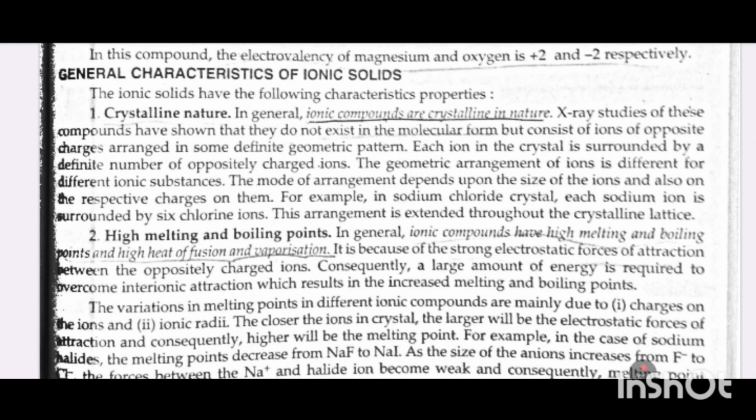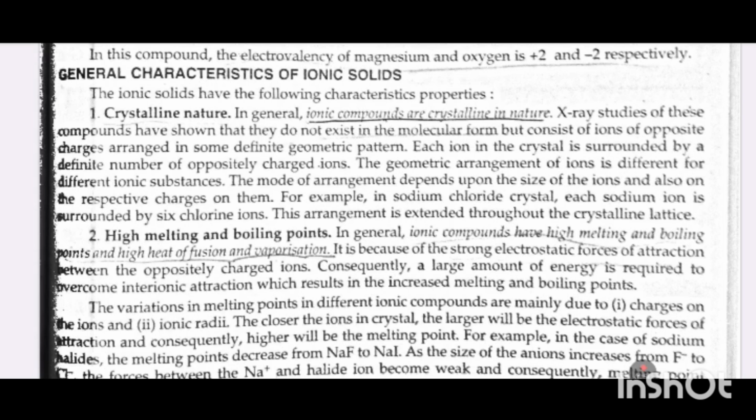General characteristics of ionic solids. The ionic solids have the following characteristic properties. First, crystalline nature. In general, ionic compounds are crystalline in nature. X-ray studies of these compounds have shown that they do not exist in the molecular form but consist of ions of opposite charges arranged in some definite geometric pattern.